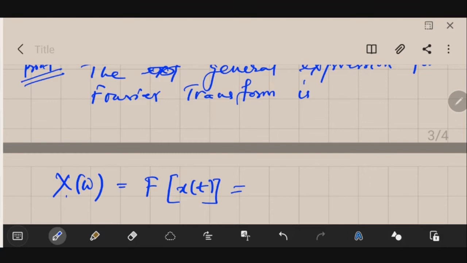Yes, Saurabh Kumar Singh, please tell me. Saurabh Kumar Singh, please unmute yourself and tell me what is the general expression for Fourier transform.